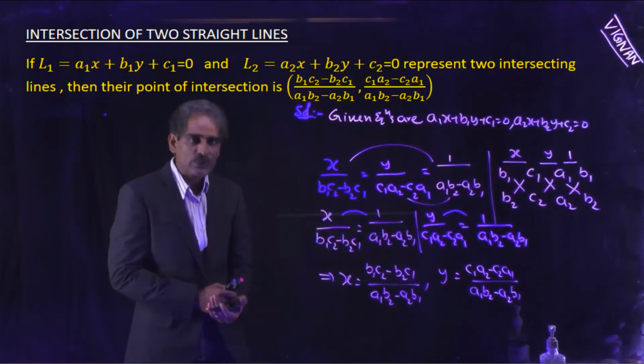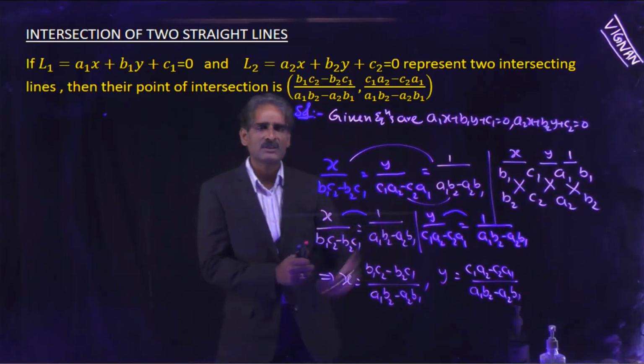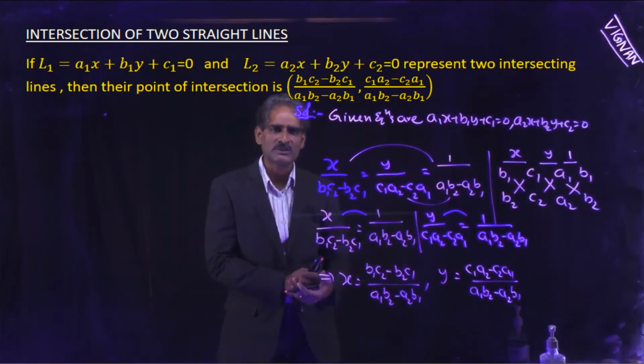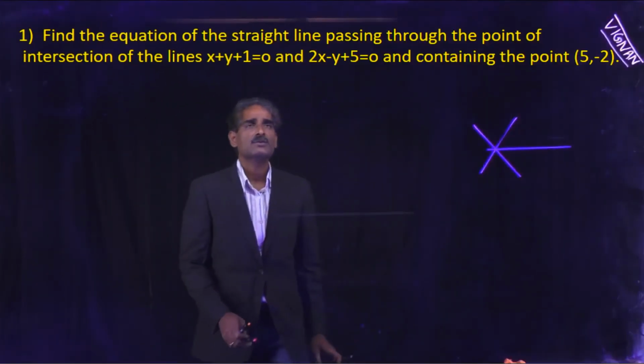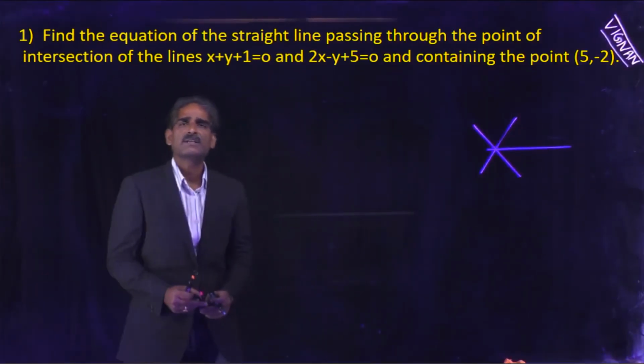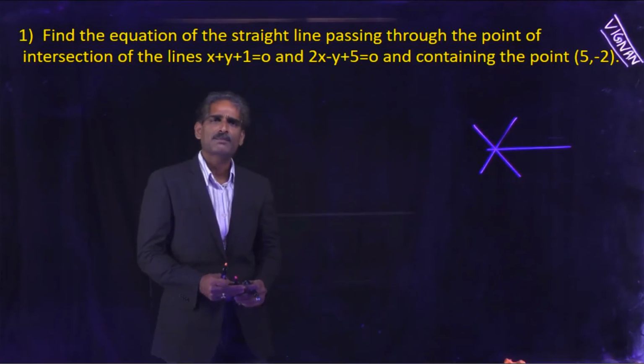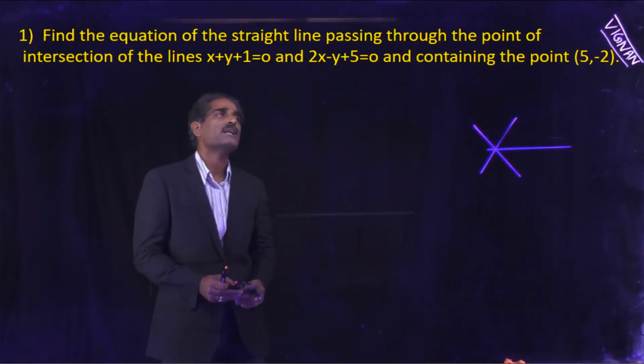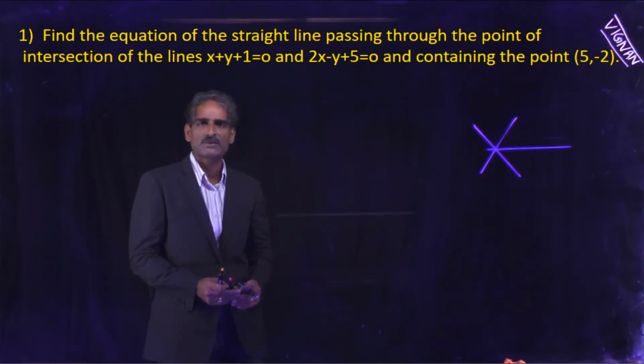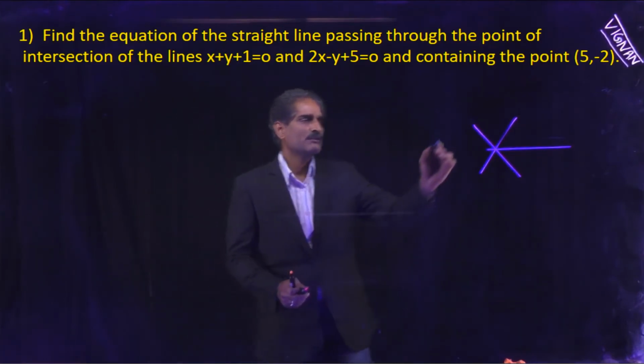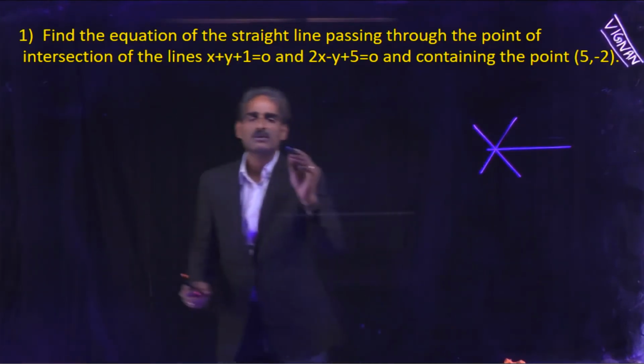Right? Okay. Some applications on the point of intersection, just one or two. So now see this problem. Find the equation of the straight line passing through the point of intersection of the two lines and containing the point (5, minus 2). Suppose these are the given two lines.